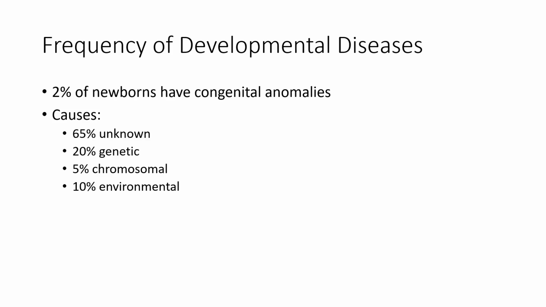This slide is your gentle reminder that biology is messy, and sometimes we just don't have all the answers. About 2% of newborns are born with congenital anomalies. That number is higher than most people expect, and it's why developmental pathology is such a big deal clinically. Now let's break down the causes. Brace yourself because the biggest category is deeply unsatisfying. 65% are unknown. Yes, unknown. Science shrug. About 20% are genetic, meaning single gene or multifactorial inheritance patterns.